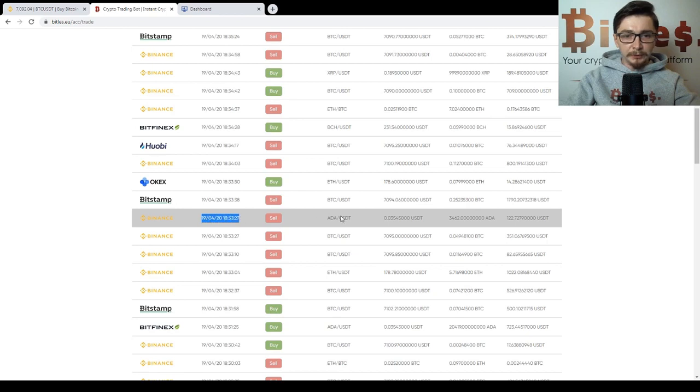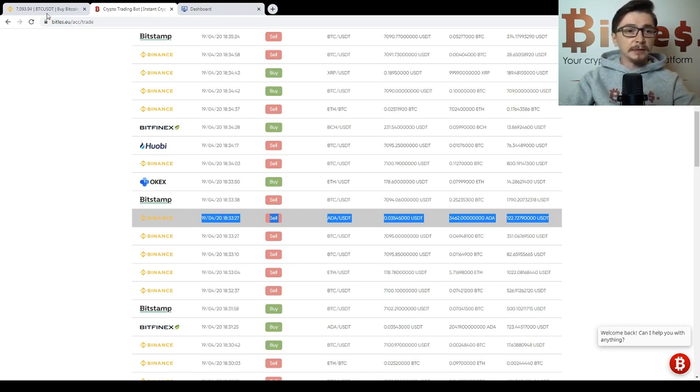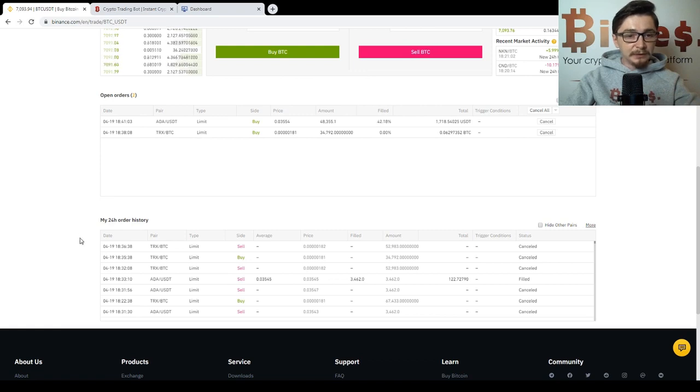Here you can see the trade that we are looking for. Pay attention to all the details. This trade is made at Binance Exchange on April 19 at 18 hours 33 minutes. And it's a sell trade. The pair is the same, ADA to USDT. The price is the same, 0.035. Amount is the same, 3462. And the total is the same as well, 122. So, this is the trade. Do you see it? Great. And now, let's go back to Binance to make sure that this is exactly the trade and nothing is wrong. Pay attention to all the details. They all are congruent.